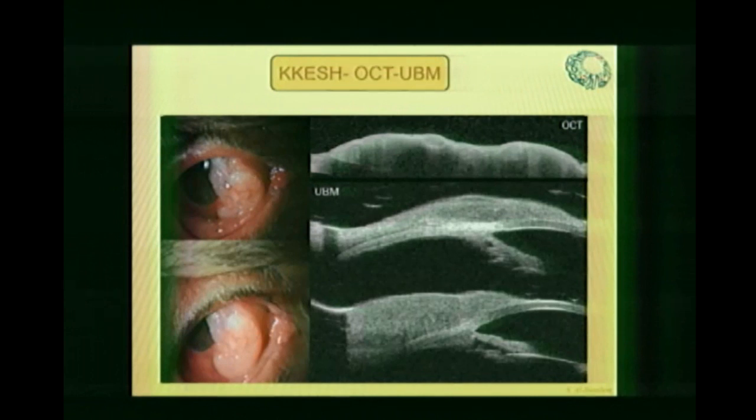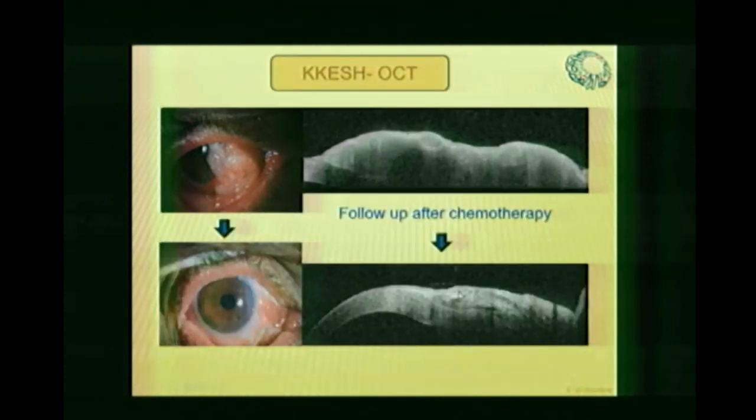Another patient who has a very large tumor, and this is the OCT, and this is the zone, and then the transition. And by UBM, you can even tell that this is intact sclera and intact cornea, and it's very obvious. And this is another one. So this belongs to KKESH patients. Follow-up after chemotherapy, the same thing. You can look into the lesion here before and after. There's still residual, but you can appreciate the differences in the size and also in the OCT.